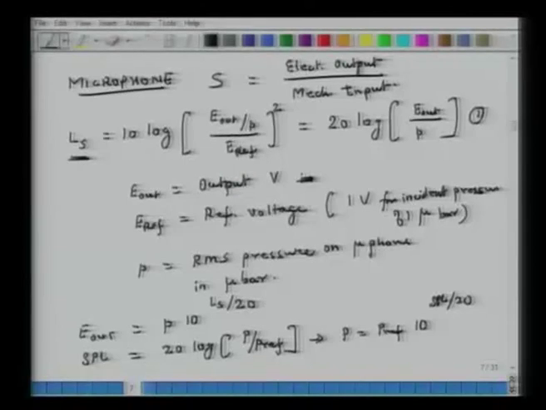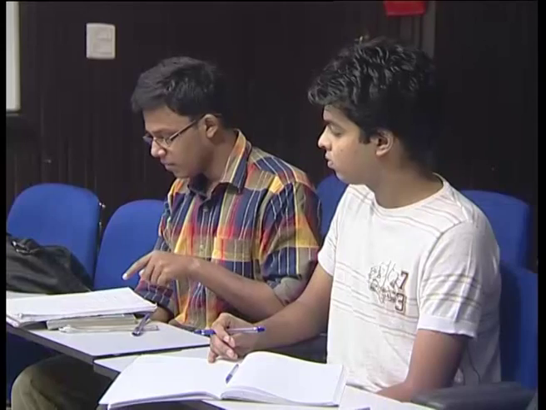So the answer to your question is, E over E ref becomes non-dimensional, right? And P is in microbars, which is again a number. E ref has also been defined for 1 microbar. So yes, it's just a ratio. So it becomes a non-dimensional quantity.